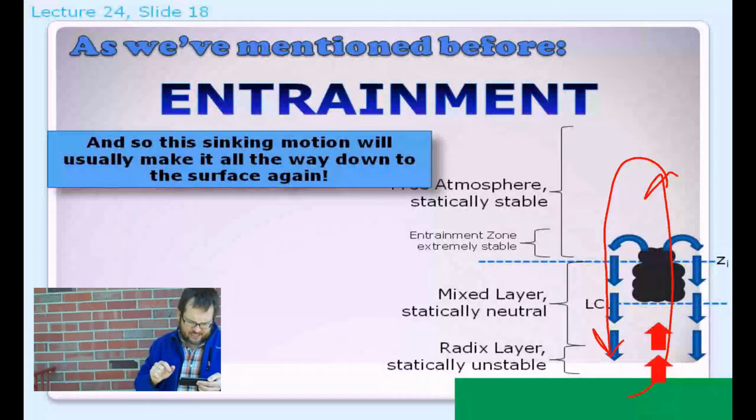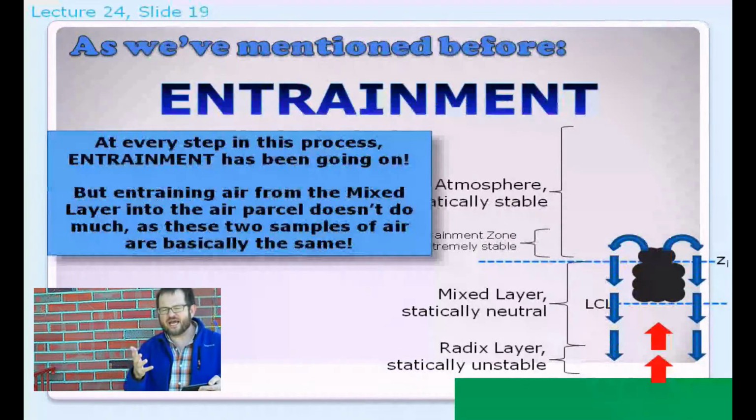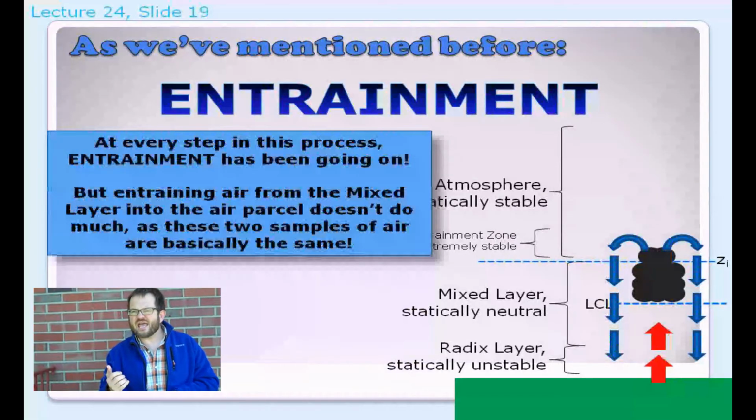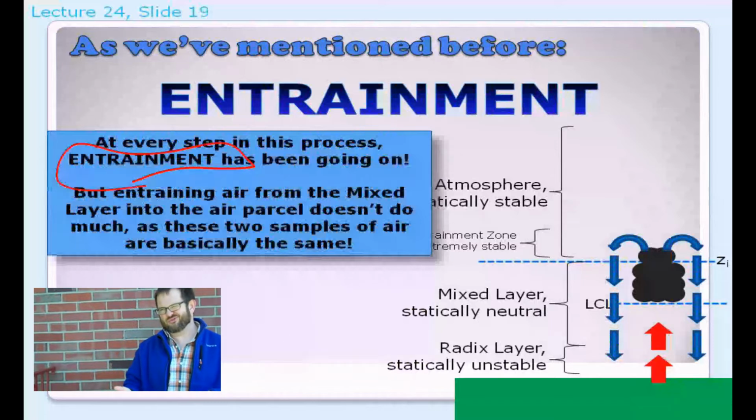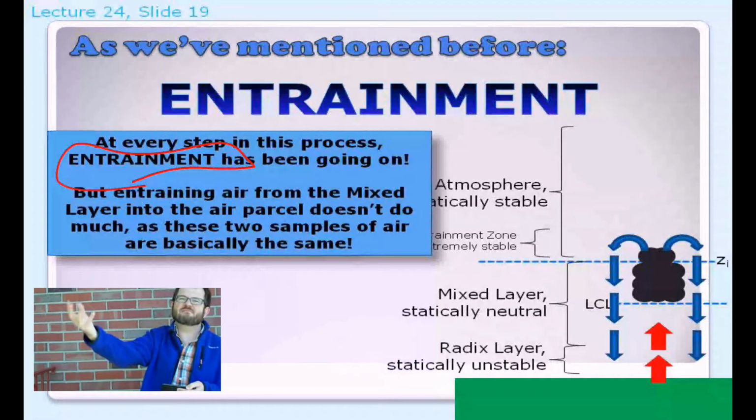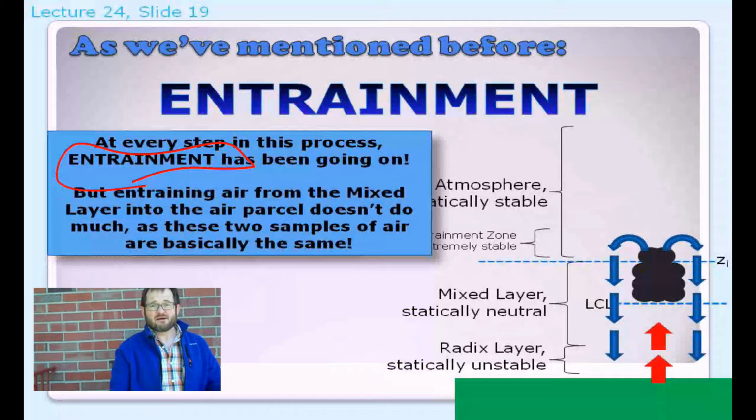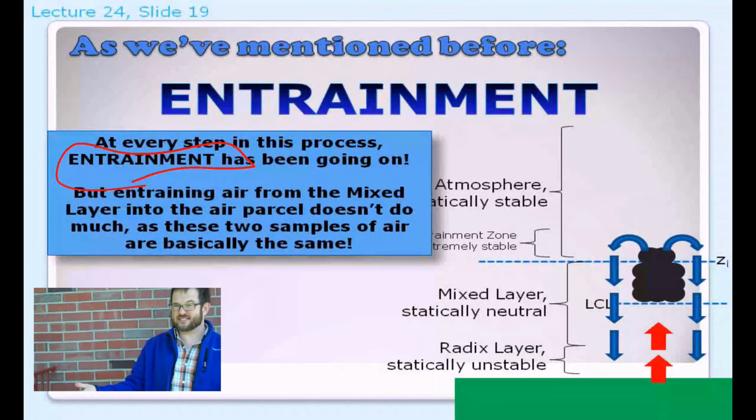Okay, so on slide 19 then, at every step of the way, there's been entrainment going on. Air parcels are kind of a silly idea when you think about it. They're not really separate from the environment. At every step of the way, there's been mixing motions that have been mixing environmental air into the air parcel. But the issue is, when that air parcel was down in the mixed layer, it wasn't really all that different from the air in the mixed layer.